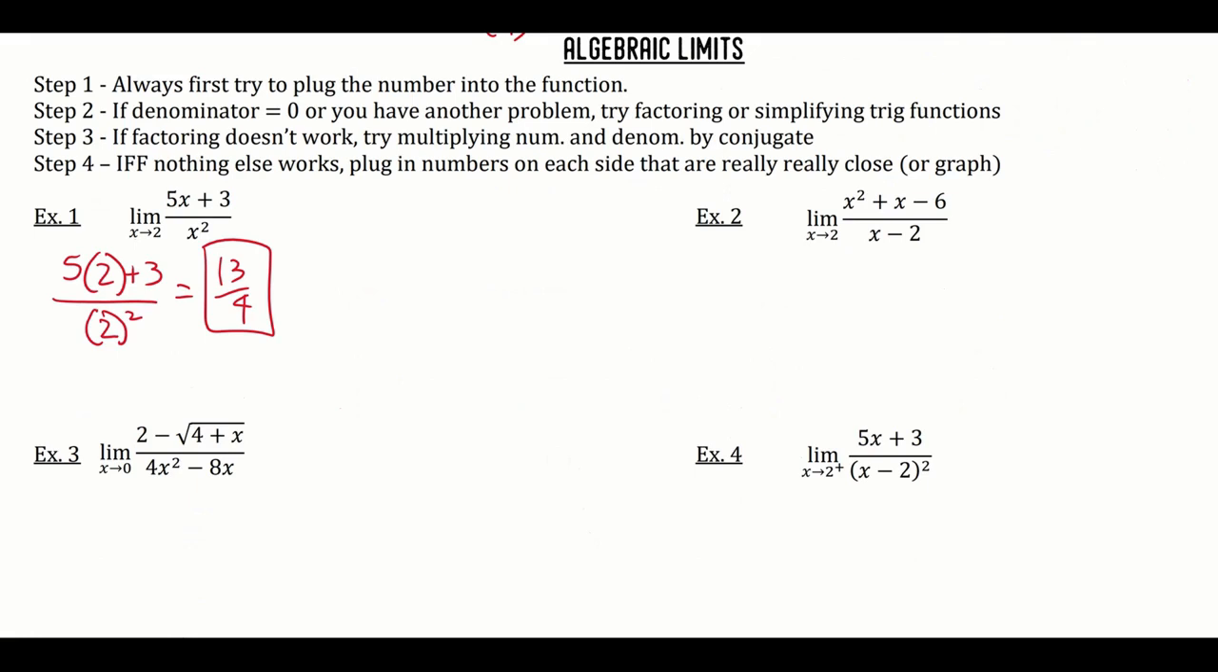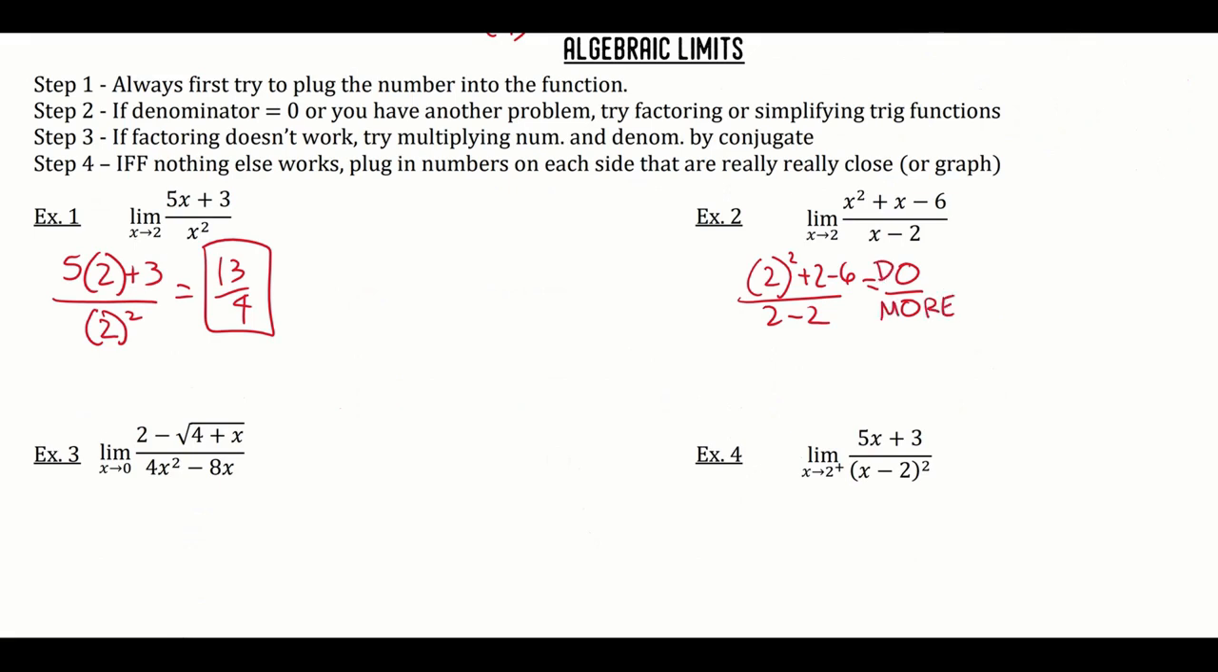So that's always the first thing you should try, is just plug in the number. So like here, if I plug in 2, I would get 2 squared plus 2 minus 6 over 2 minus 2, which is 4 plus 2 is 6 minus 6 is 0 over 0. Okay, so that is indeterminate form, which means I need to do more.